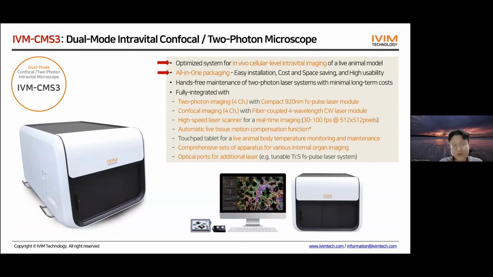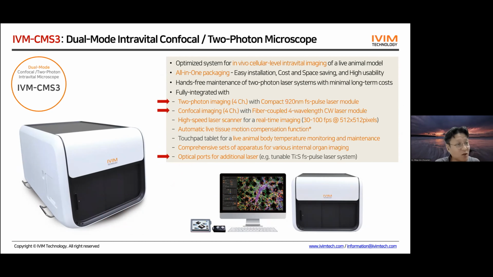Okay, so let me briefly introduce our dual mode IntraVital confocal and two-photon microscope model, which is called IBM CMS3. It's a single box packaged, all-in-one system optimized for in vivo cellular imaging of a live animal model, as in the example I showed you before.